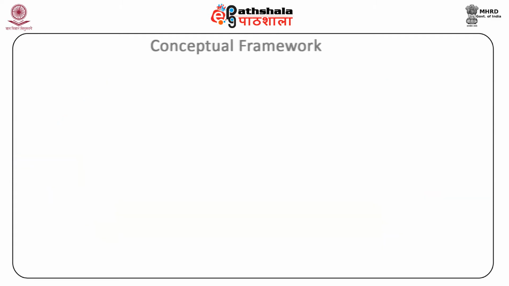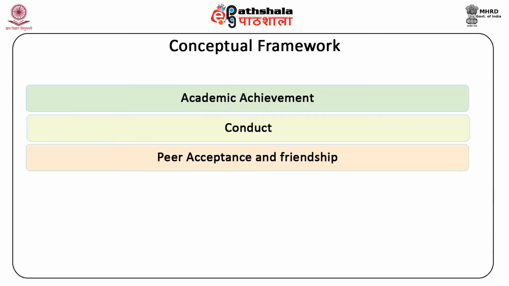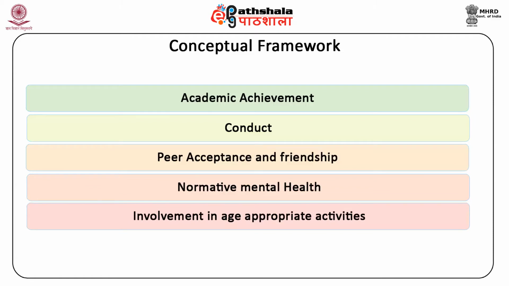In studies of resilient children and youth, typical measures assess the following in terms of good outcomes: academic achievement, conduct, peer acceptance and friendship, normative mental health, and involvement in age-appropriate activities. Most studies focus on multiple indicators of good functioning rather than a single domain of functioning.